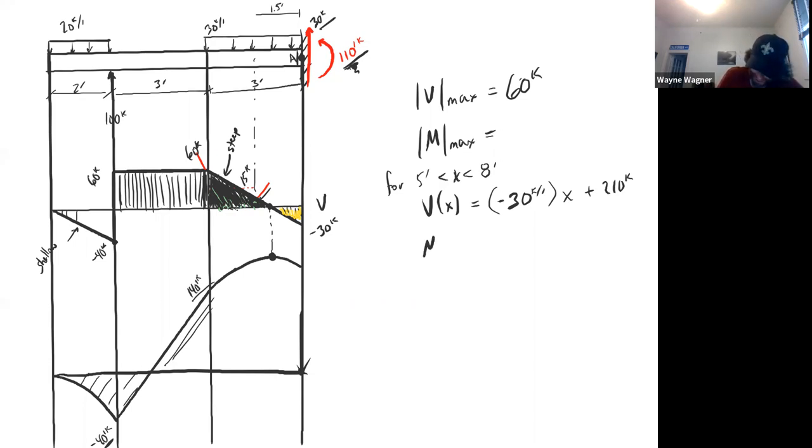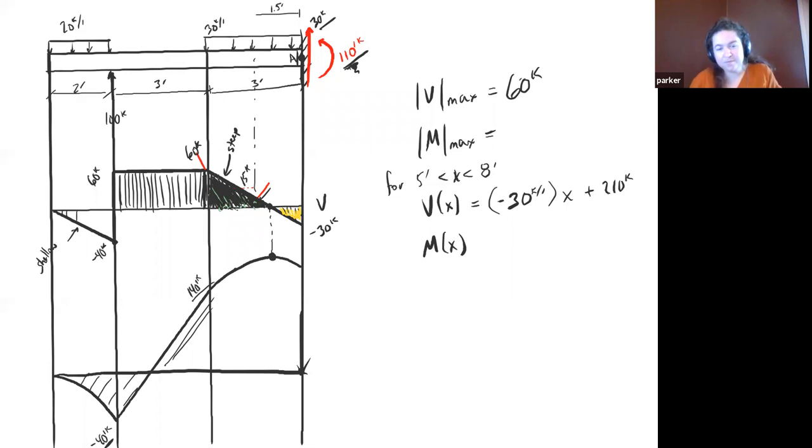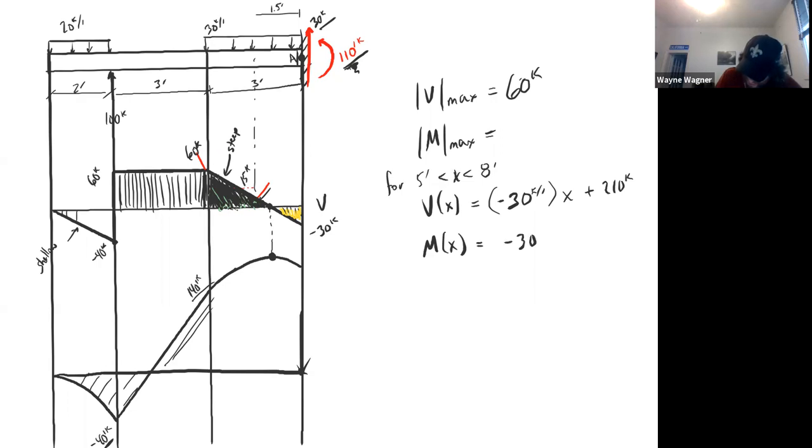Anyway, so then we need to get the moment equation. What we're gonna do is integrate that equation. And so we're gonna get M of X equals negative 30 kips per foot, X becomes X squared on 2, there's that curve that we were looking at, plus 210 kips times X, plus some initial moment, which I'll call M1 because it's the first one I've done here.